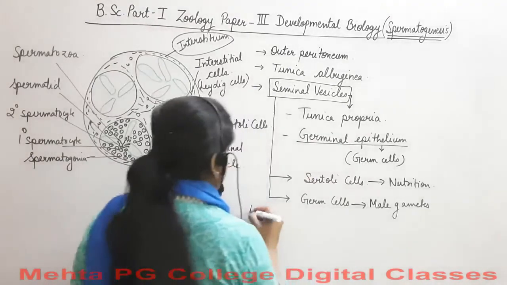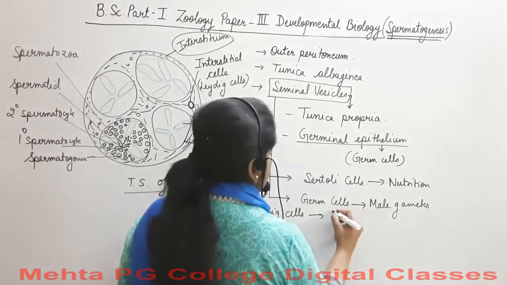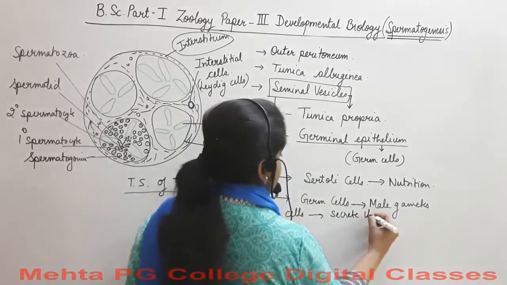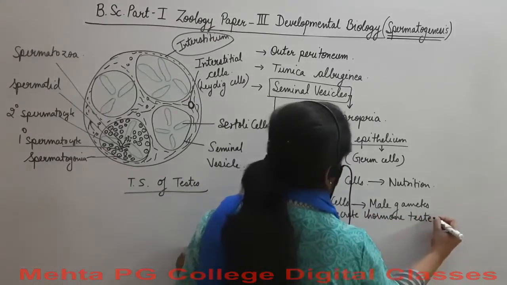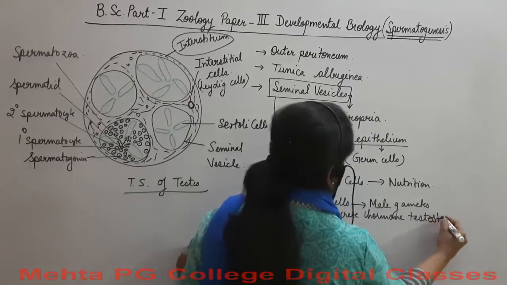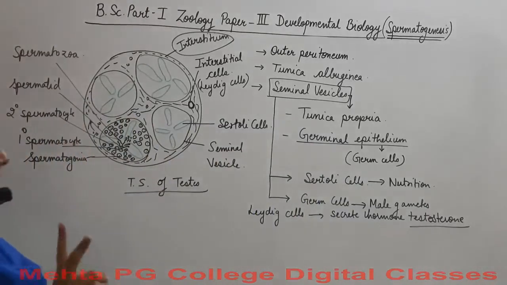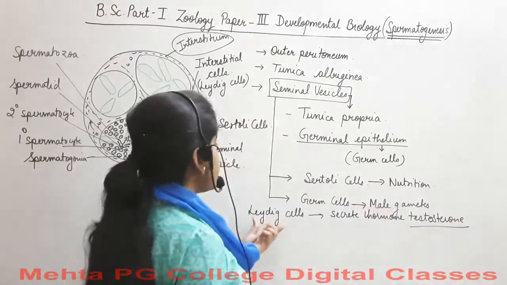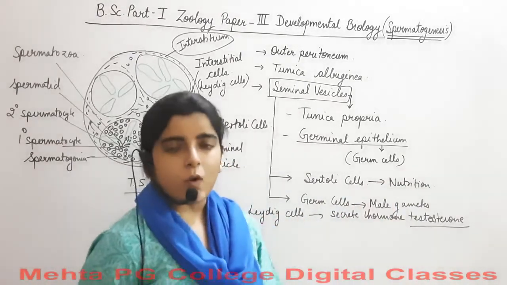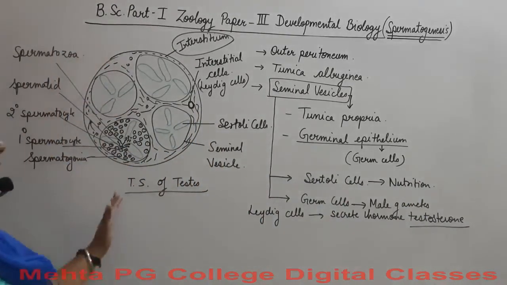And we have Leydig cells as well. Leydig cells function is to secrete a hormone called testosterone. So two functions we have. First, Sertoli cells are for nutrition and Leydig cells are for secretion of the hormone called testosterone. So this is clear from the diagram, how different things are present here.